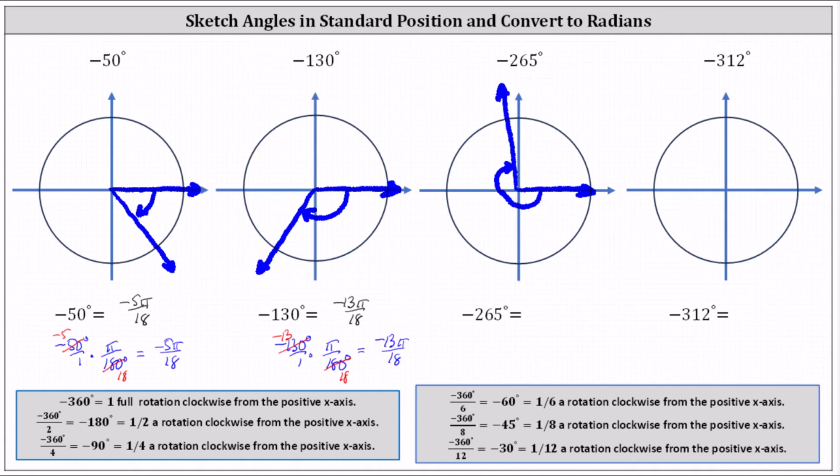And now let's convert to radians. The units of degrees simplify out. The greatest common factor between negative 265 and 180 is 5. 180 divided by 5 is 36. Negative 265 divided by 5 is negative 53, which indicates negative 265 degrees is equal to negative 53 pi divided by 36 radians.